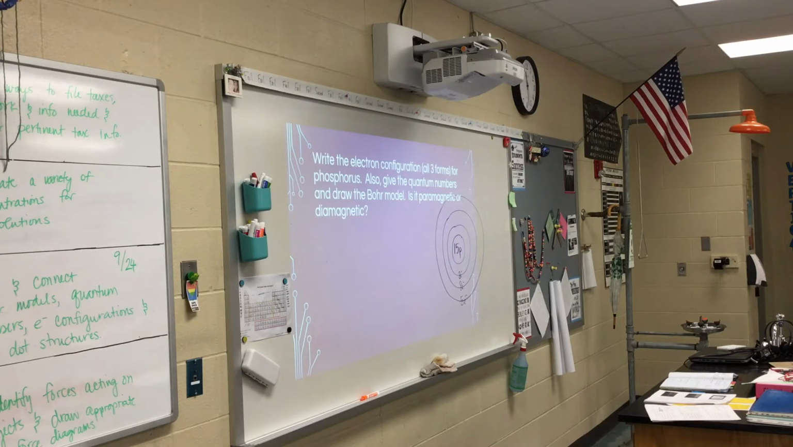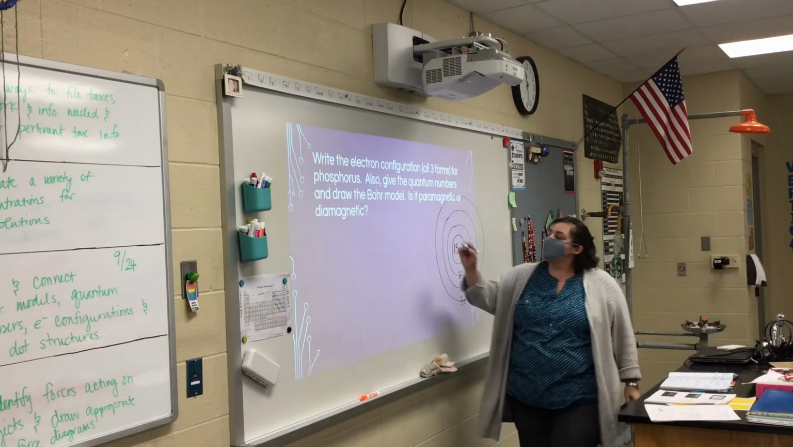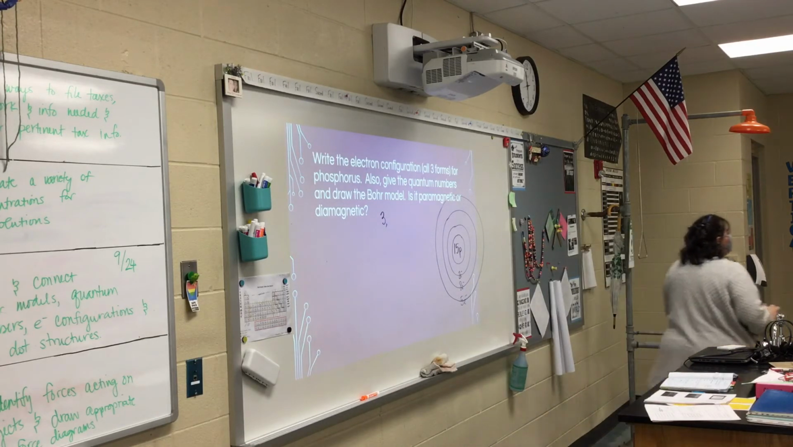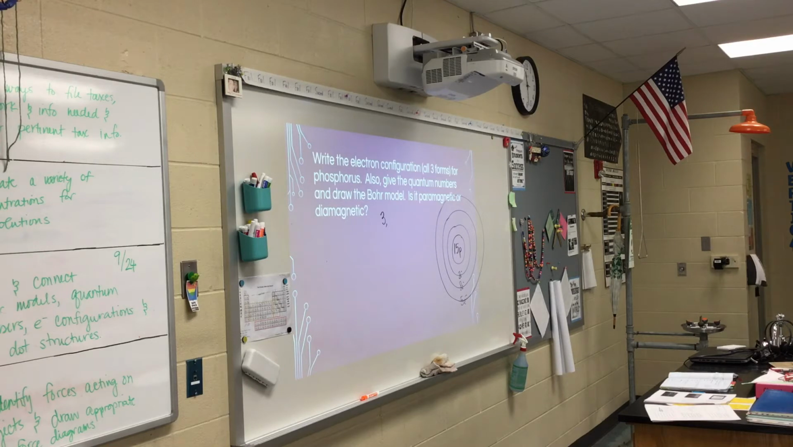First quantum number is energy level. What energy level is phosphorus in? 3. So its energy level, the N value, is 3. Now we have to define L. L is the orbital set. If we know where phosphorus is, what orbital set is it in? It's in the p orbital set, right? And what's the L value for the p orbital set? 1. So the next value is 1.